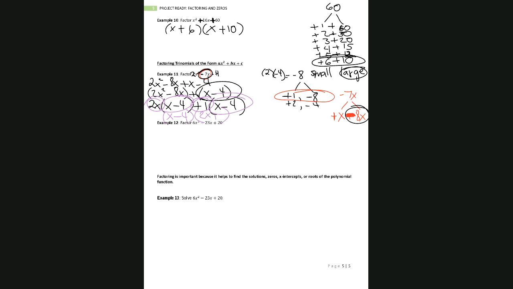So remember, I multiplied 2 times -4. That's how I got -8. And then we found the factors so that by combining them, we could get -7x.